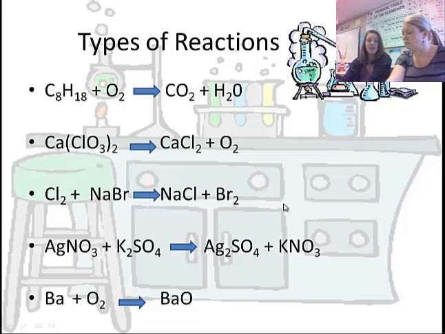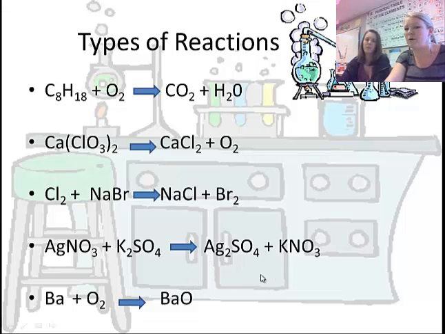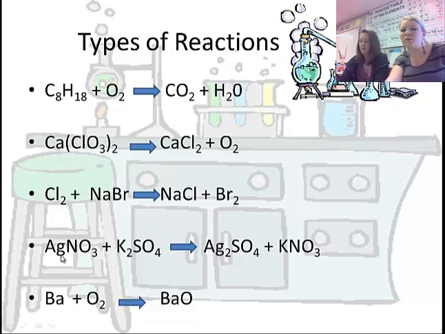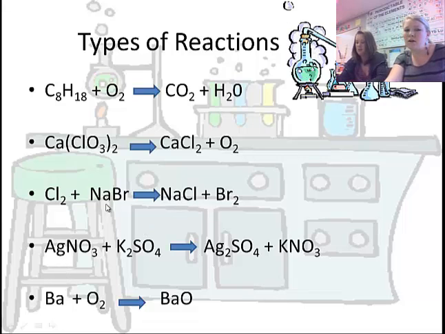You can always tell a single displacement because you have one by itself on one side, and then on the other side of the equation you have a different element by itself. Single. Single. One. Okay. Uno. Yeah. And then we have in this one I see one compound and another compound, and then on the other side of the reaction I see one compound and another compound. So since there's two compounds, I'm going to assume that this one's double displacement. Yep. Go double check, make sure your cations switched anions.